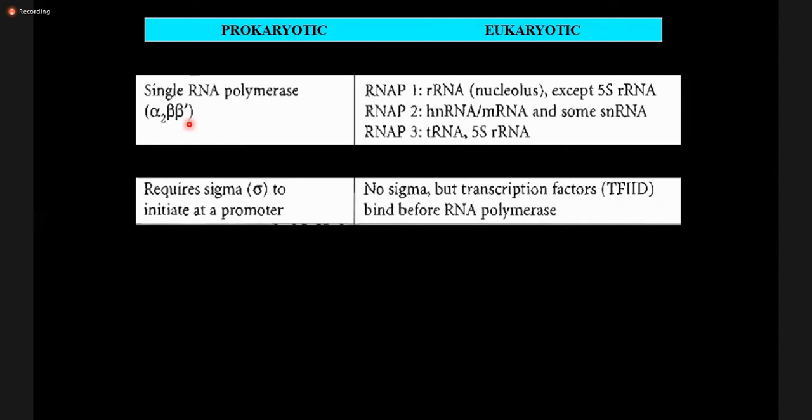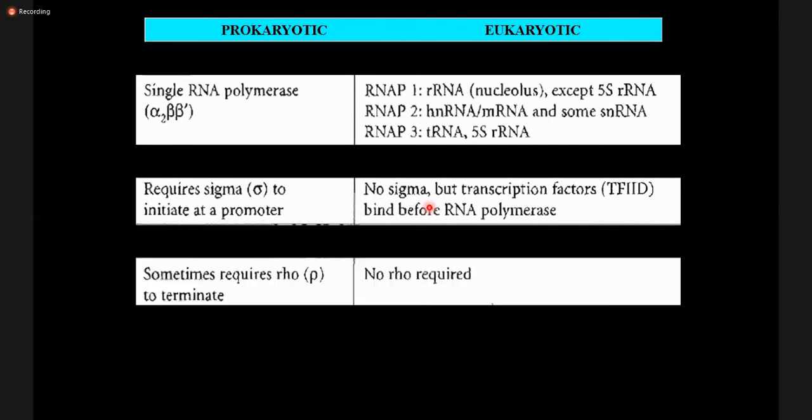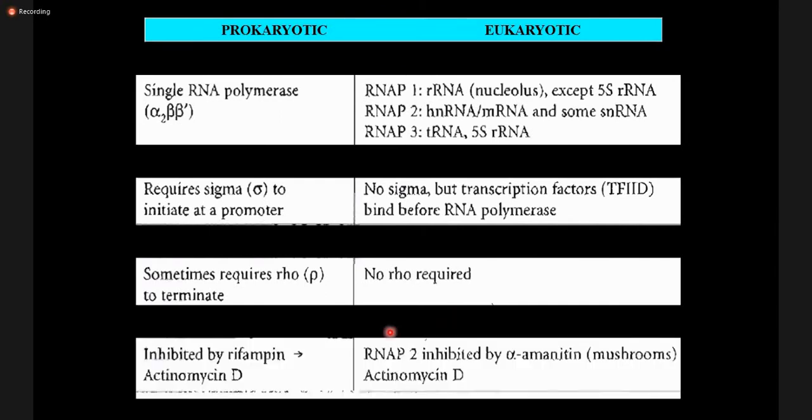In prokaryotic transcription, we require a sigma factor for initiation, whereas in eukaryotes there is no sigma factor. Instead of sigma factor, we have transcription factors, for example, transcription factor 2D. Then for termination, in prokaryotes, we have Rho protein, whereas in eukaryotes, the Rho protein is not there and termination is not understood in detail.